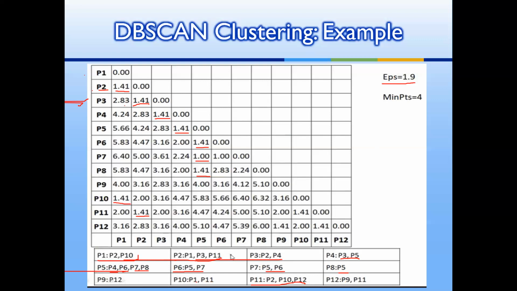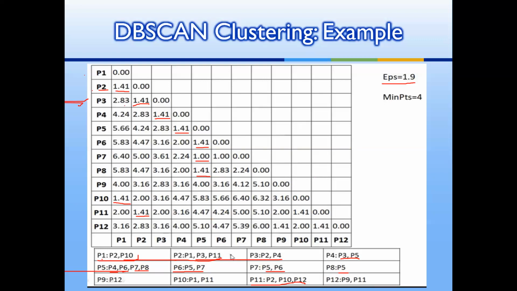Once you have obtained this matrix, or all the groups satisfying the criteria of epsilon 1.9, check for the minimum number of points. Out of this set of groups, how many groups have you obtained here? 12 groups, definitely 12 groups, considering each and every point as a center point. So check which group will form a cluster, right? So which points will act as the core points here.